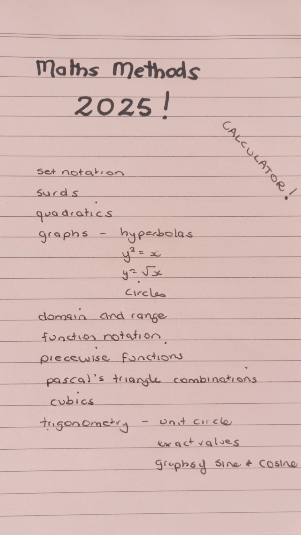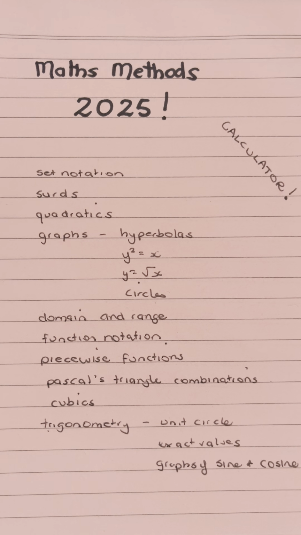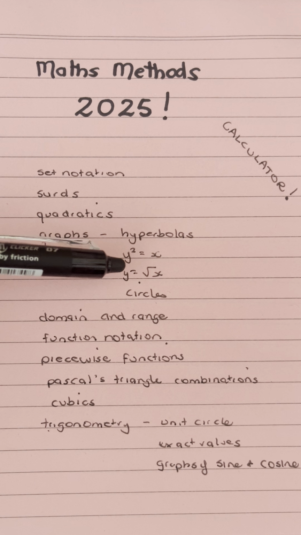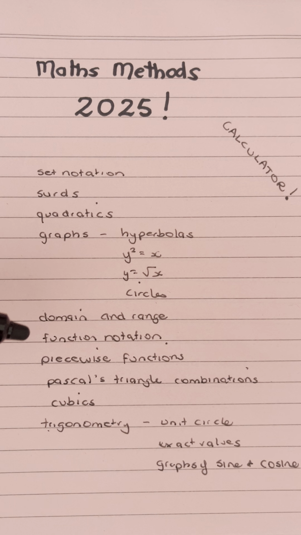So things that are still in the course from the old one, we're going to see the set notation, quadratics, graphs of your hyperbolas, your y squared equals x, your y equals square root of x, your circles, domain and range. You'll look at function notation, your piecewise functions, Pascal's triangle in a little bit more detail, and your cubics. The one thing about cubics is that you do not have to do the division of polynomials. You only have to solve them when they're already factorized, or just factorizing using your quadratic methods, like taking out a factor and then factorizing a quadratic. So that's a big change.